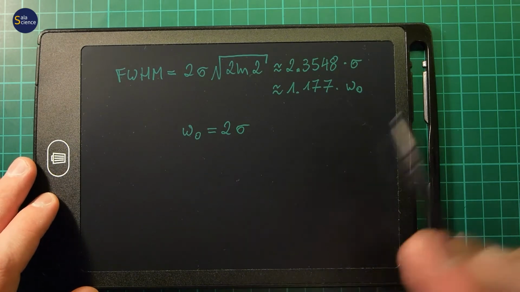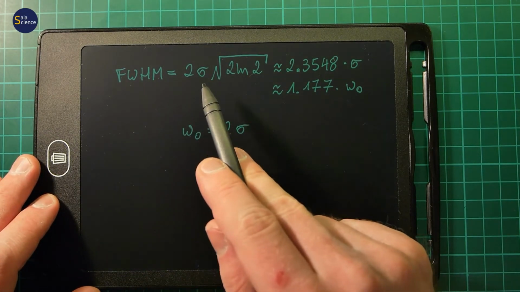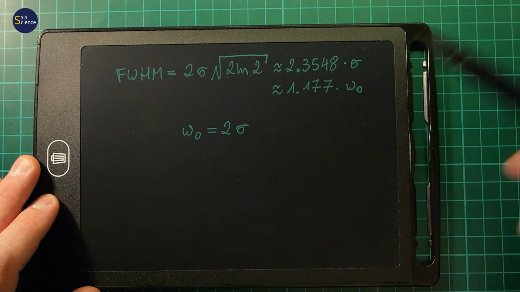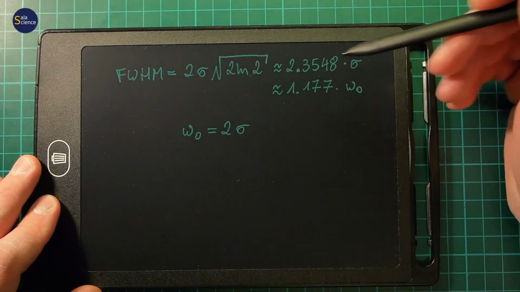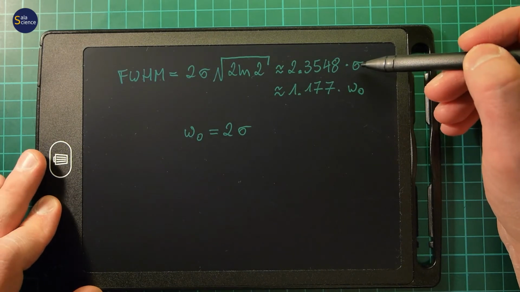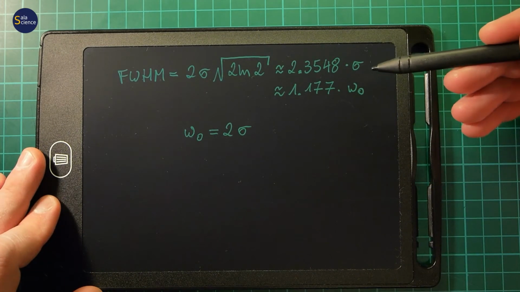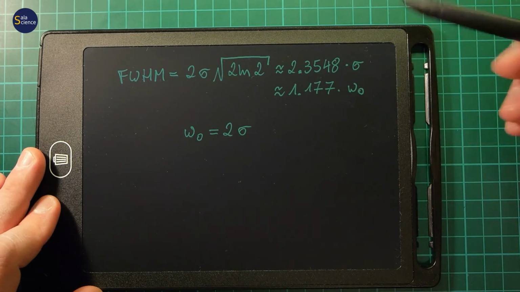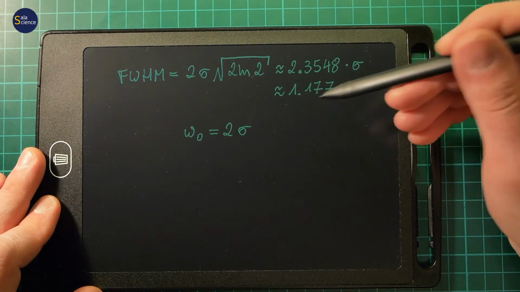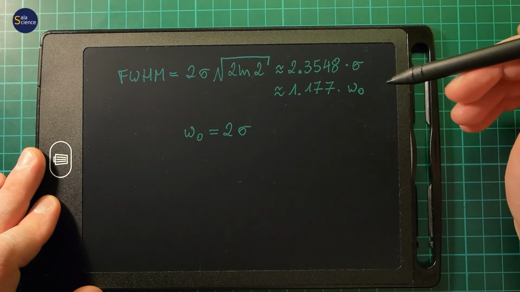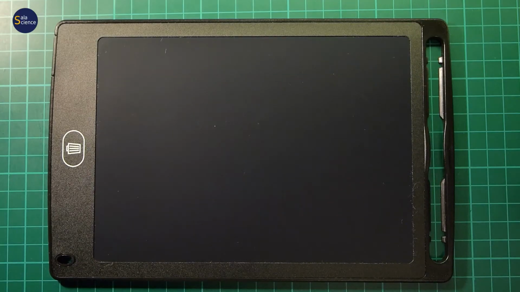So let's summarize. Full width at half maximum is 2 times sigma and the square root, and this 2 times square root can be approximated by 2.35 times sigma. So, as sigma is W naught over 2, then full width at half maximum can be approximated by 1.177 W naught. Now let's talk about the Lorentz function.